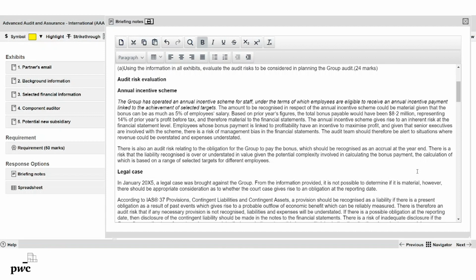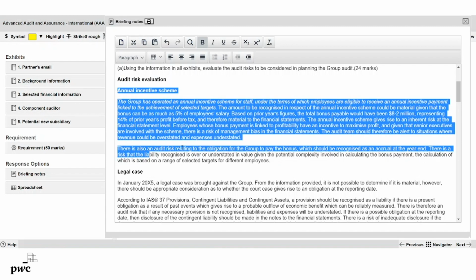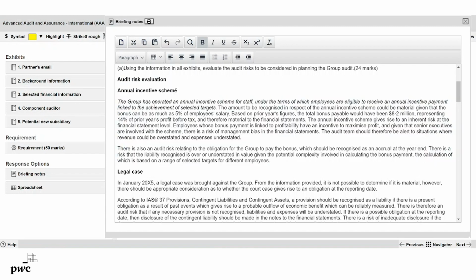I prepared an answer for you so that you can see the structure and the content. I started requirement A answer with the audit risk evaluation heading, and then I continued with individual audit risks, each having a heading and then the explanation here. We have to evaluate the audit risks.